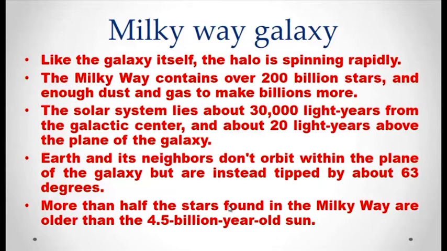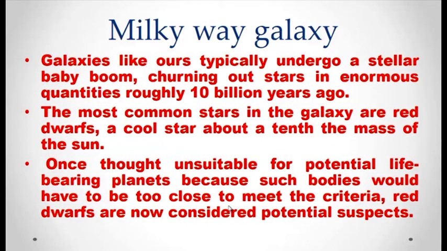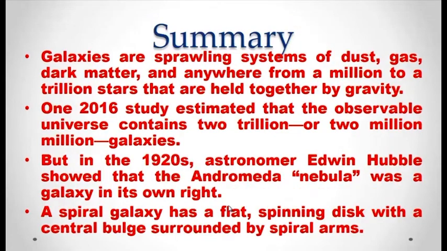The solar system lies about 30,000 light years from the galactic center, about 20 light years above the plane of the galaxy. Earth and its neighbors don't orbit within the plane of the galaxy, but are instead tipped by about 63 degrees. More than half the stars found in the Milky Way are older than 4.5 billion years. Galaxies like ours typically undergo a stellar baby boom, cranking out stars in enormous quantities roughly 10 million years ago.